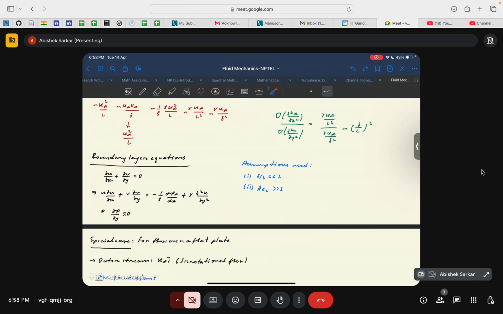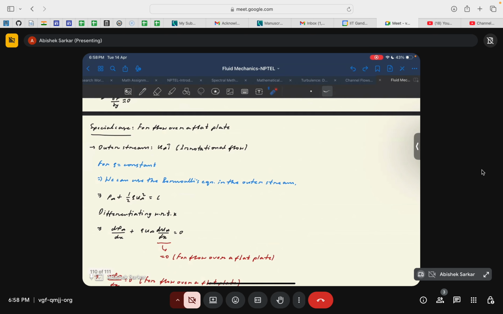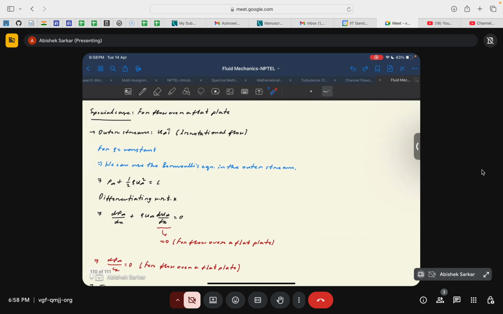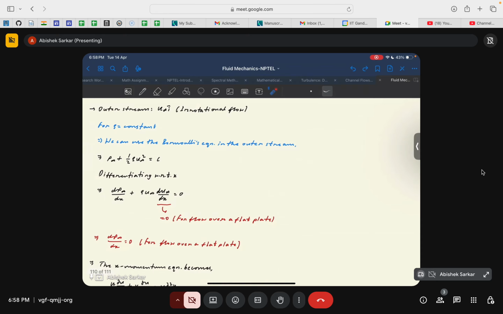Okay, so for a flow over a flat plate, we have the outer free stream velocity as u infinity i cap, that is velocity along the x direction, and for constant density we can essentially apply Bernoulli's equation in the inviscid region. So we will have P infinity plus half rho u infinity squared is equal to C. Now if we take the derivative of this equation with respect to x, we have dp infinity by dx plus rho u infinity times du infinity by dx equal to 0.